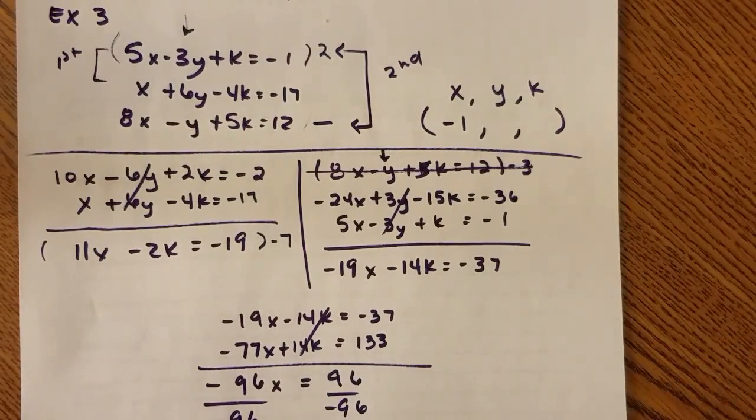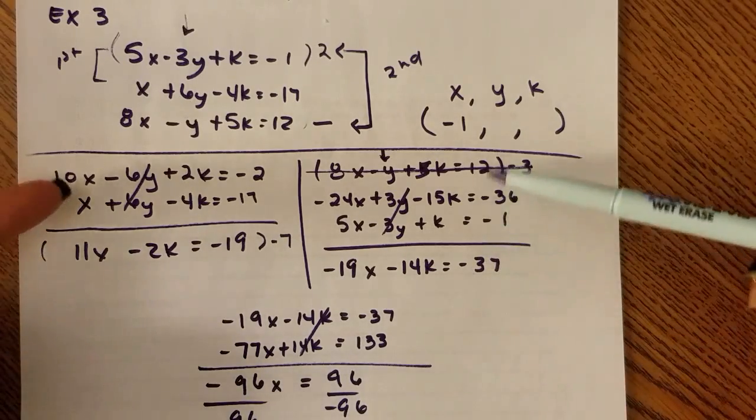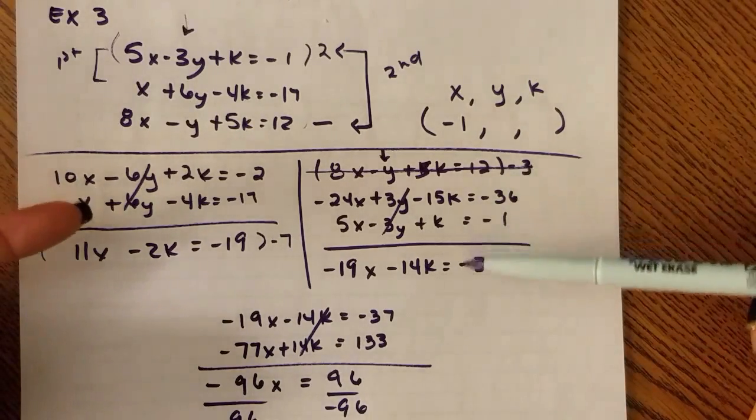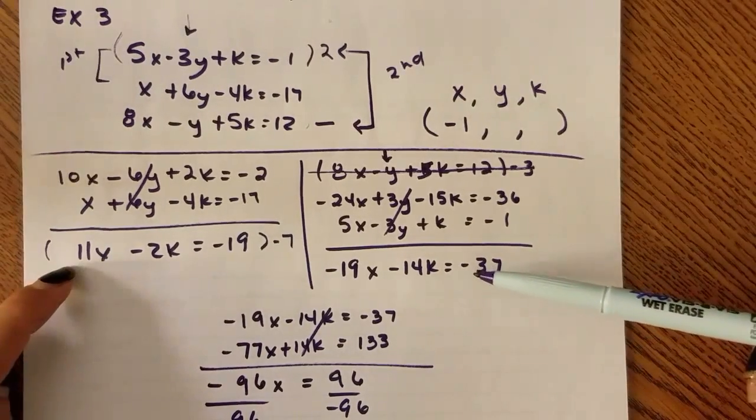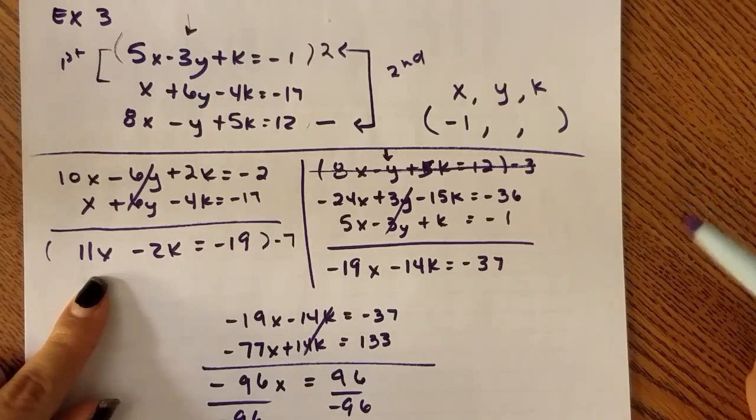So now we're going to take this negative 1 and plug it into one of these two equations. You can't plug it into these because these still have 3 variables. So it has to be this one, or our new large one. I'm going to go ahead and plug it into this one.